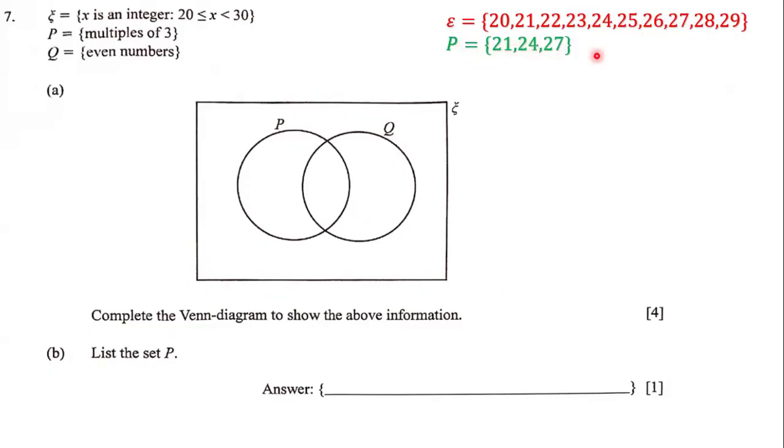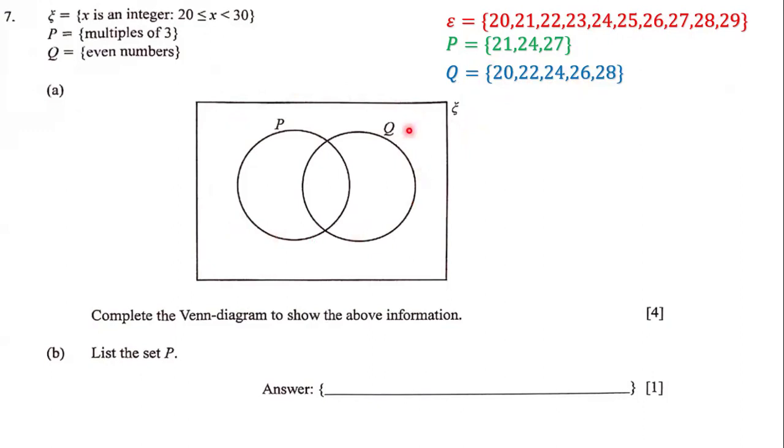Next, we need to figure out what is Q. Q is going to be the even numbers, and it's going to be the even numbers inside of the universal set. So it's going to be 20, 22, 24, 26, 28. So 20, 22, 24, 26, and 28. That's going to be Q.